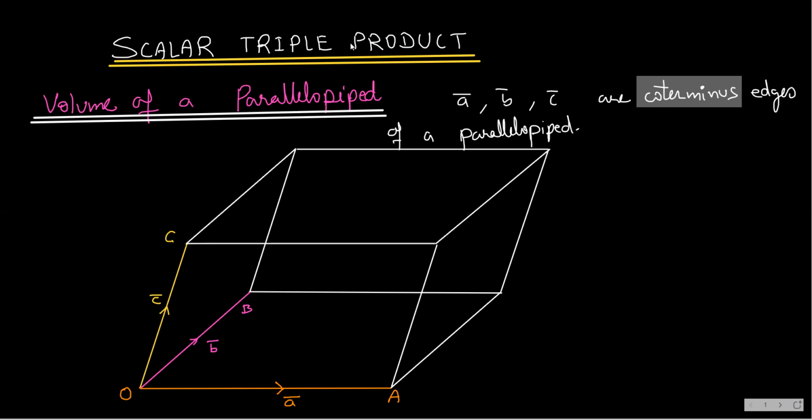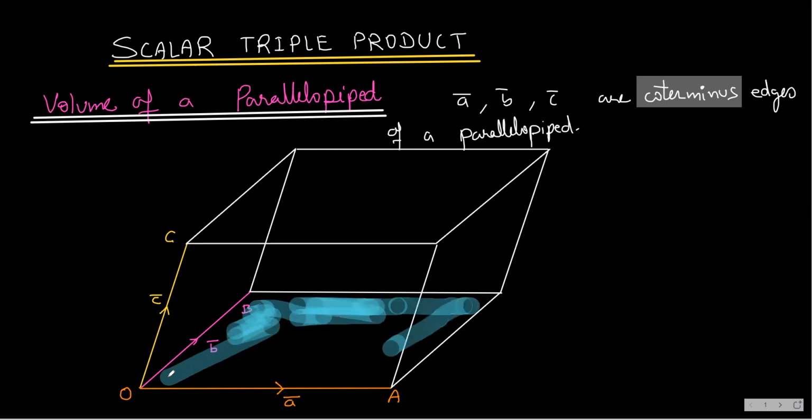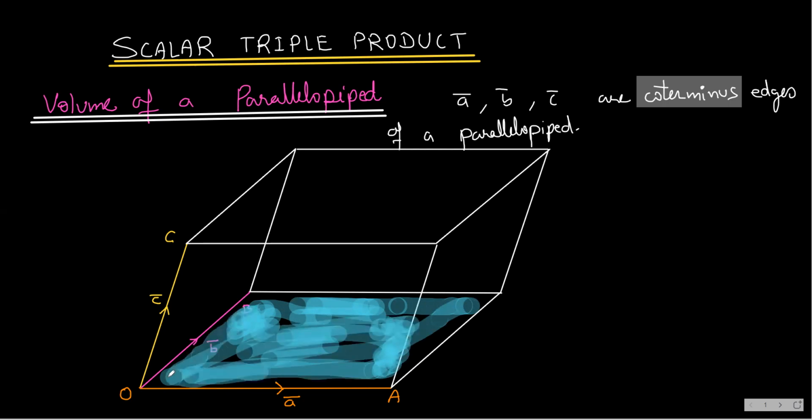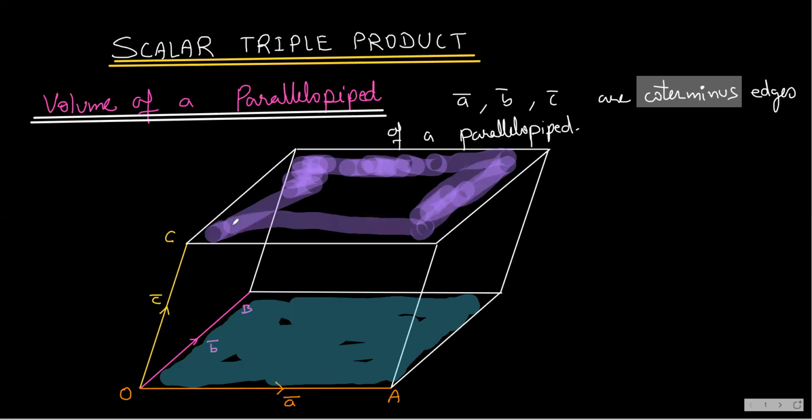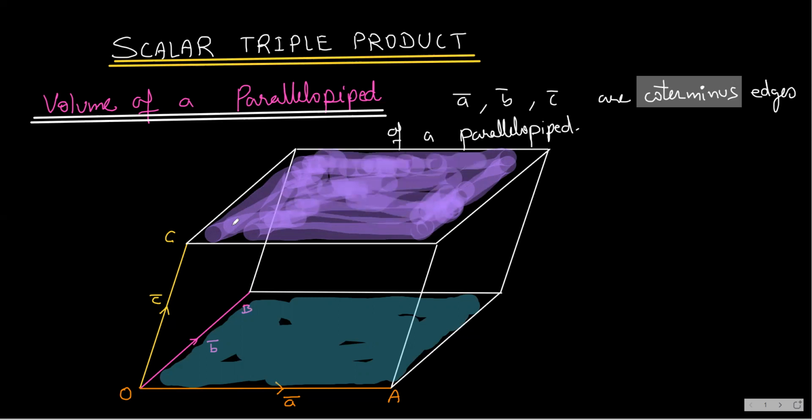See, here you have the base of the parallelepiped, which is a parallelogram. A parallelepiped is a 3D object. And here, this is the top of the parallelepiped, the topmost surface, the upper surface.